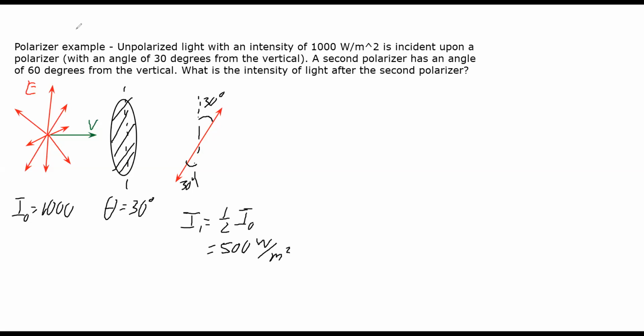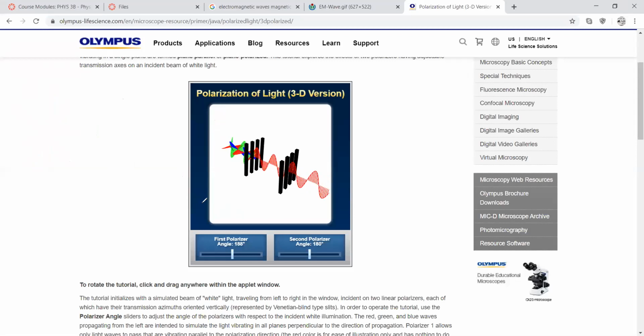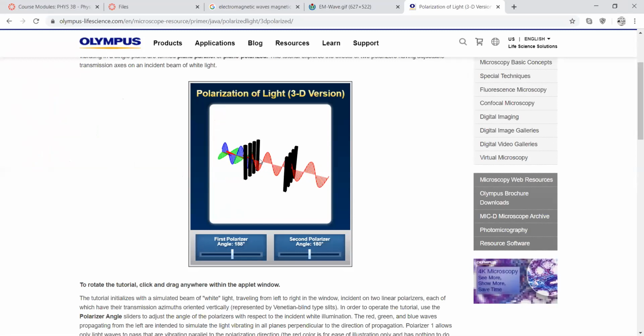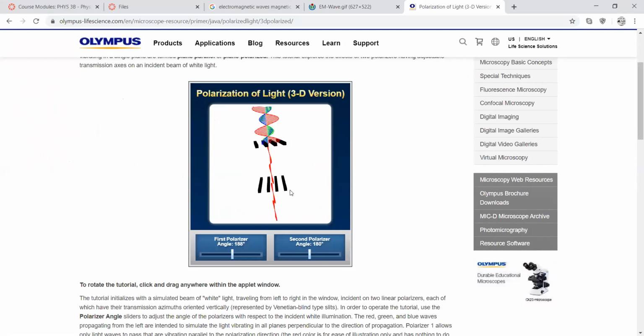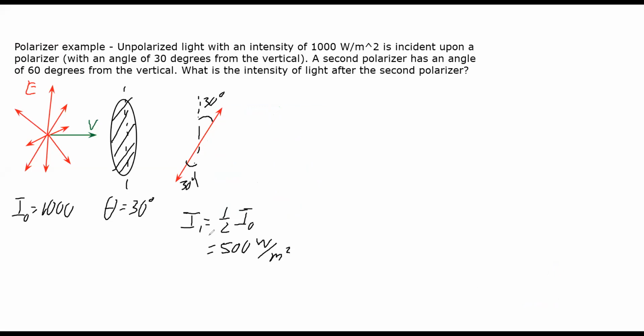Okay, so going back, this is what's happening. Don't worry about the second one here, just worry about that first one. That first filter takes all this intensity from this light and cuts it to just half. And now it has a certain orientation, right? Before, it doesn't have an orientation, it's going all over the place. But now, after the first filter, it does have a specific orientation. So it has a 30 degree orientation, and it has this much intensity.